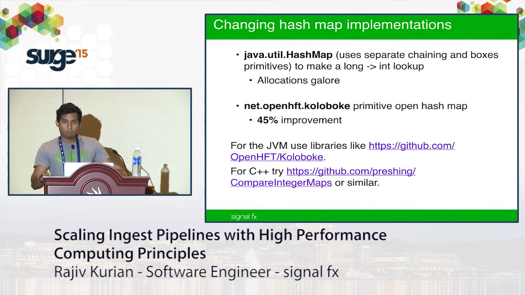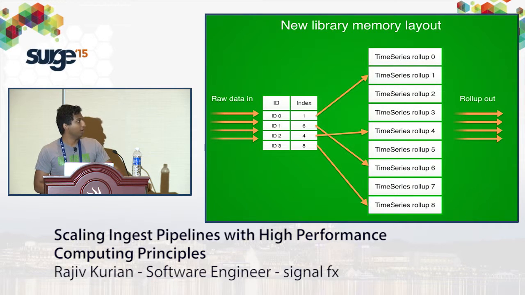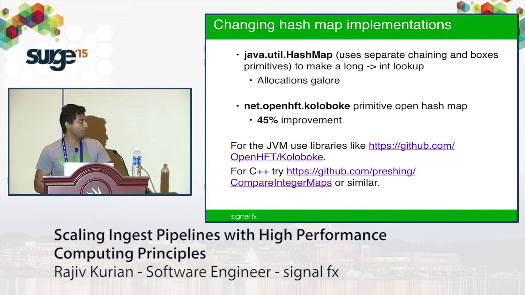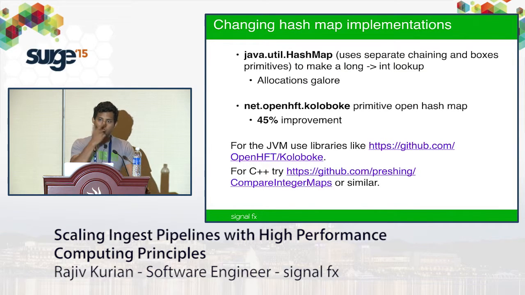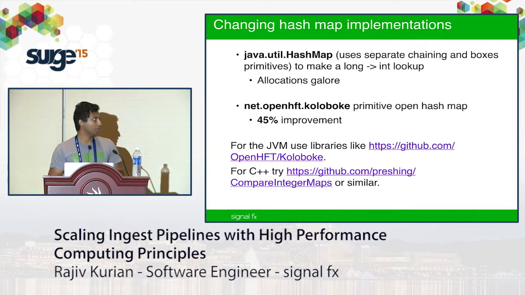So on our already optimized layout, the only change we've done for this one benchmark that we're going to talk about is change the hash map on the left from Java utils hash map to an open hash map like the one we talked about in the beginning, where keys and values are laid out right next to each other. So that change alone netted us a 45% improvement.